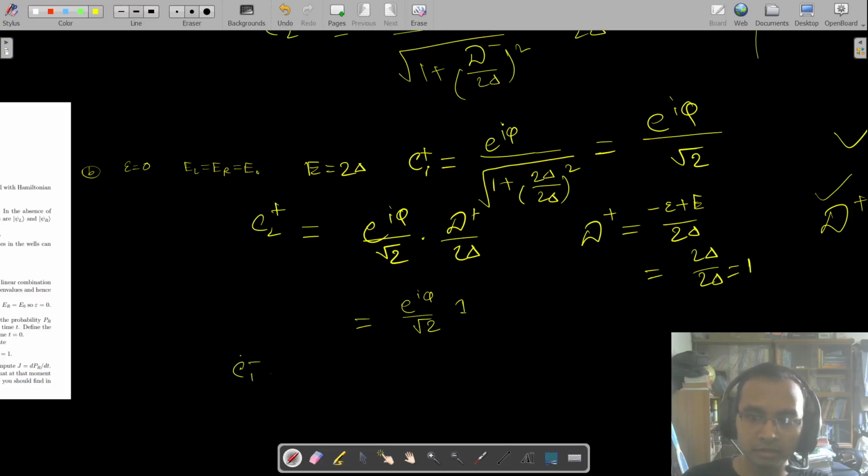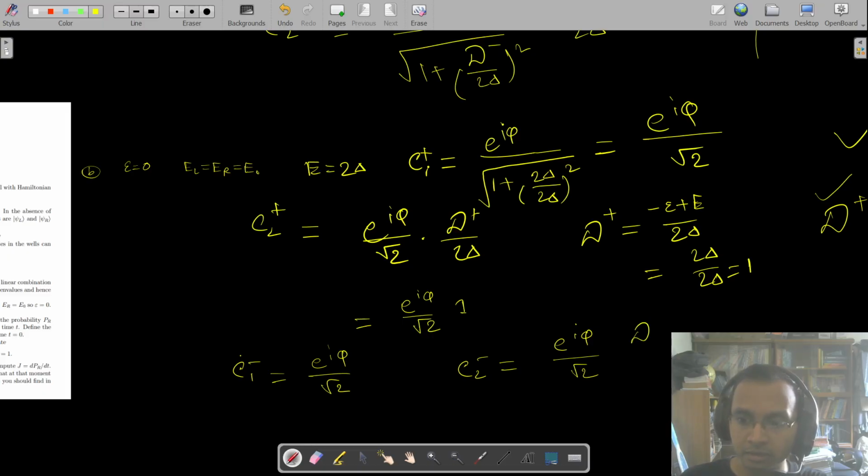Now C1 minus comes out to be the exact same thing, but C2 minus, this thing has C1 plus at the front times this minus divided by 2 pi. So basically, now this thing is minus 1, right? Because we have minus here and minus 1.